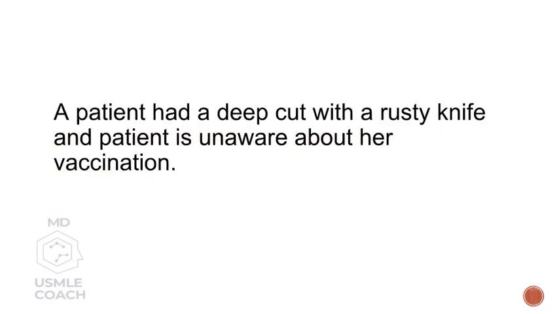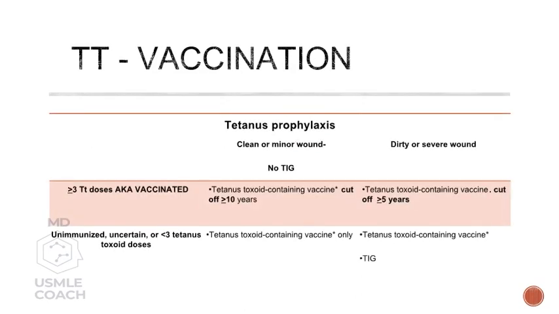Pop-up question: a patient had a deep cut with a rusty knife and the patient is unaware about her vaccination. Yes, they are asking about the TT prophylaxis requirement. Just pause the video and understand the table. Learning the tetanus prophylaxis guidelines is important. The vaccination criteria depends on if the patient had a clean or dirty wound and if the patient is vaccinated or not. In this particular instance, the patient needs both tetanus toxoid-containing vaccine and tetanus immunoglobulin.